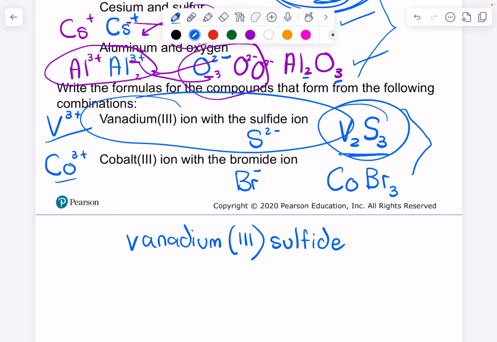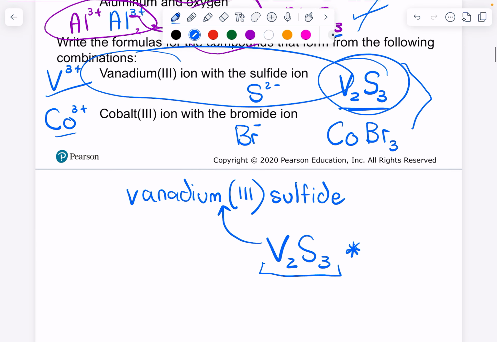What if we just had the formula? What if we had V2S3, and that's all that we were given, and we had to work backwards to figure out the charge? That's a little bit harder because we have to look at the formula and infer from the formula what the charge on vanadium was. Okay, so here's how we're going to do that. We're going to use the charge crossing thing in the reverse. Let me use a different color.